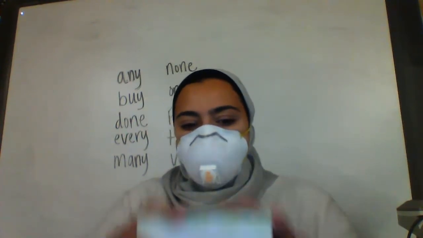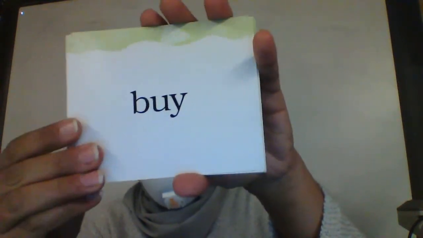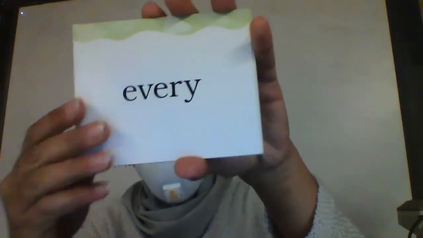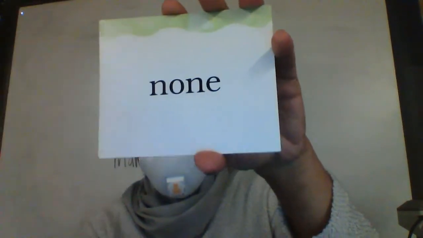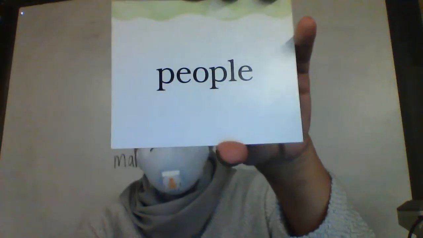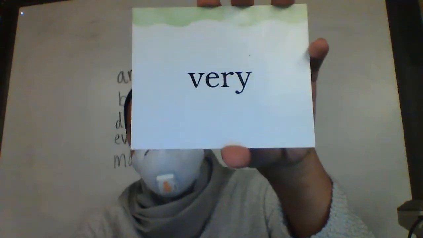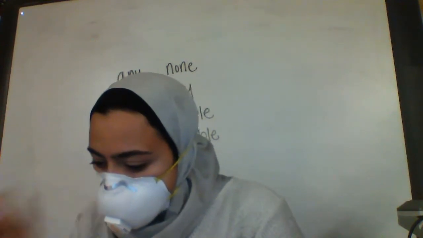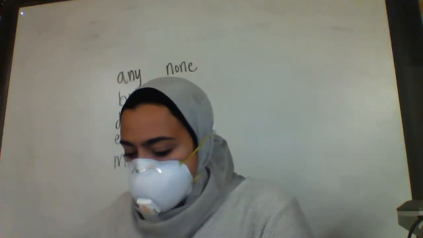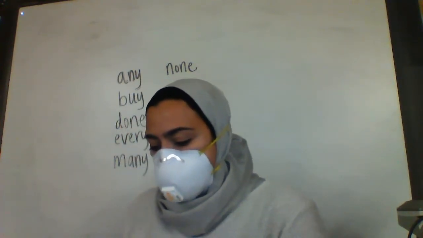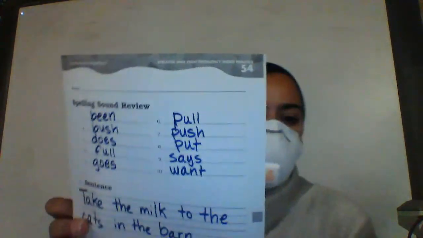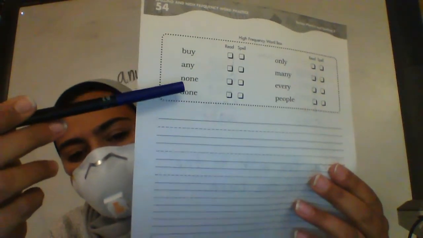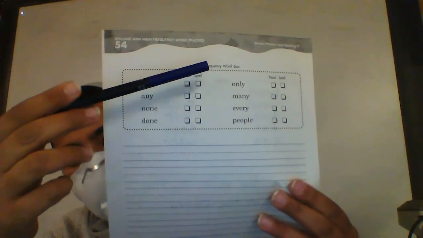All right, so here's our new sight words. Repeat. Any, by, done, every, many, none, only, people, trouble, very. Awesome, good job, thank you. Okay, now let's look at the back of this sheet that we wrote the words on. Let's read those words that are on the back together. By, any, none, done, only, many, every, people.